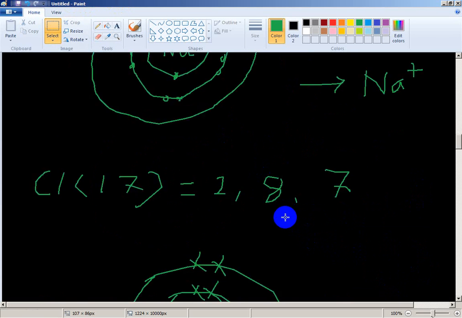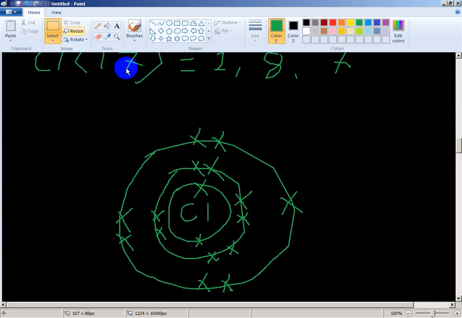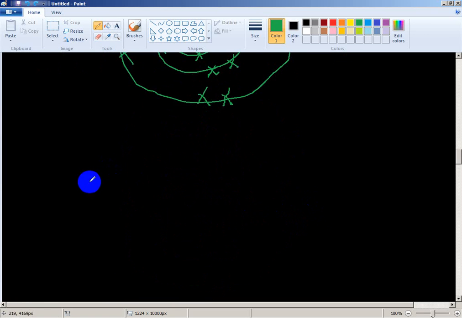For chlorine, it has more possibility to gain an electron, because if it gains one electron, it becomes an octet. If it wants to lose electrons, it has to lose 7 electrons, but it is easier to gain 1 electron to gain an octet. So sodium loses and chlorine will gain an electron.